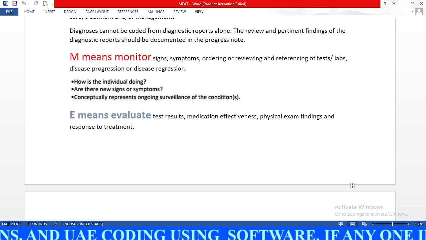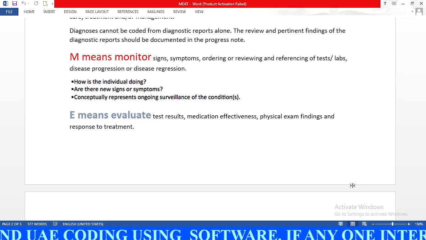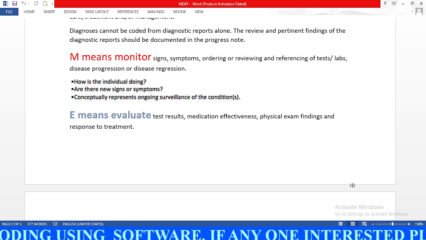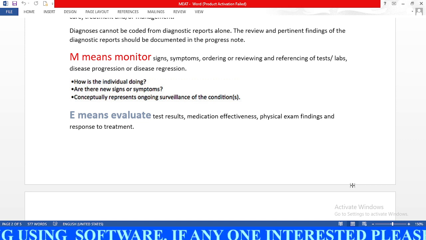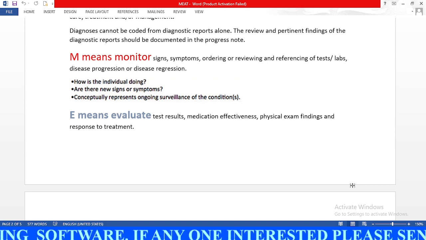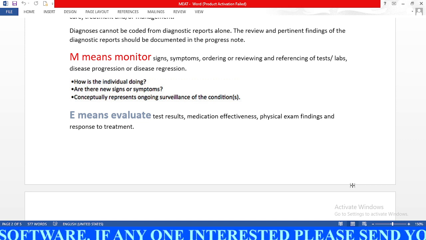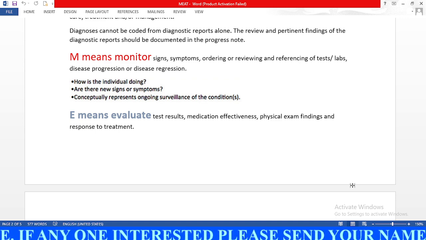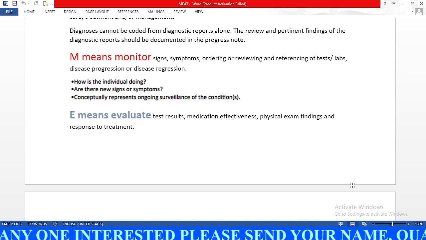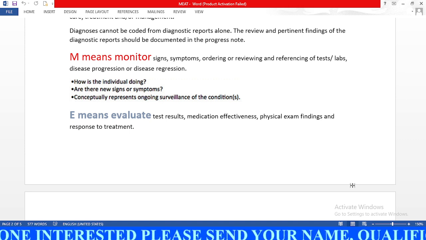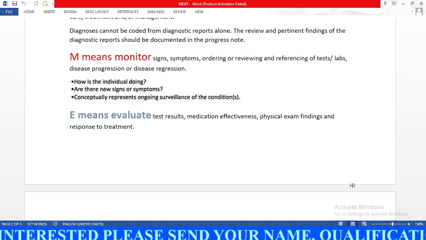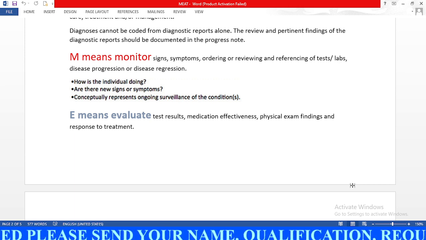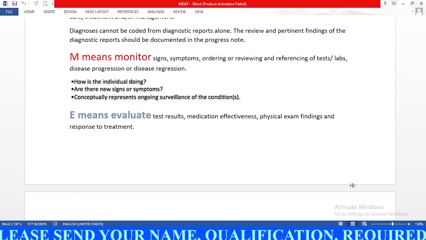M means monitor: signs, symptoms, ordering or reviewing and referencing of tests, labs, and disease progression or disease regression. Progression means severity increases, regression means severity decreases. So, what do we check in monitoring of the MEAT? We will check how the individual is doing, so we will check the signs and symptoms.